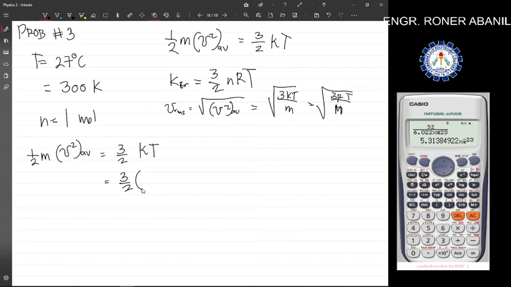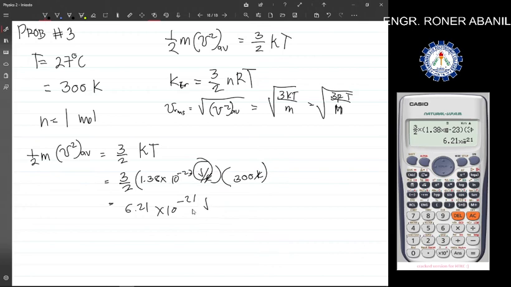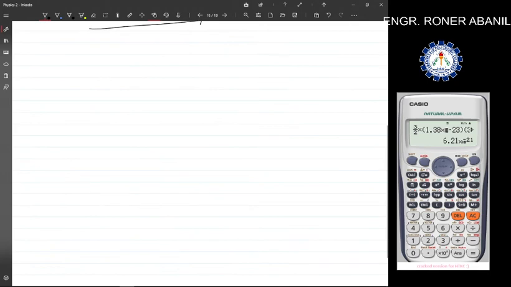Ano yung k natin? Nasa table to. Hanapin nyo na lang. 1.38 times 10 raised to negative 23. This is J over K. Multiply by 300. Pag ginamitan natin yan ng calculator, 3 over 2 multiply by 1.38 times 10 to the negative 23 multiply by 300. Lalabas dito is 6.21, makakancel yung K, joules yung matitira. So 6.21 times 10 raised to negative 21 J. Yan. Okay, yun yung para sa letter A.